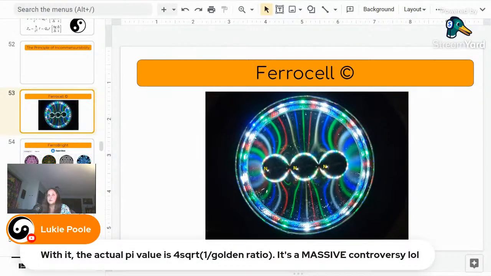So with it, the actual pi value is massive controversy. Nah, I don't think so. I'm not really sure where this comes from, but the actual value of pi is the actual value of pi that we have been calculating for years and years, and we have millions and millions of digits of pi. If we were calculating pi wrong, then all of my computer simulations would crash. So, okay.